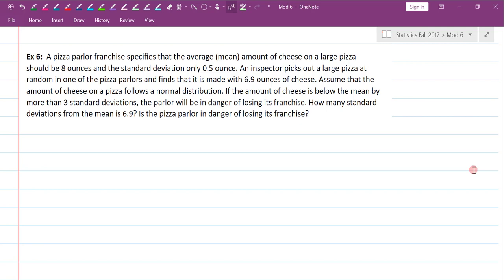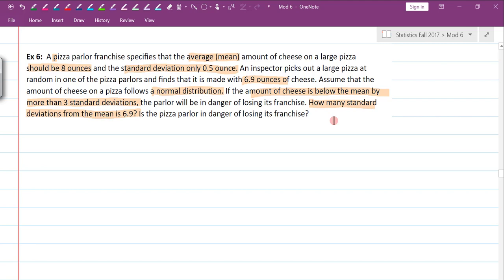Okay, so we're going to read it one more time, and I'm going to be highlighting. Let's highlight in this color right here. A pizza parlor franchise specifies that the average or mean amount of cheese on a large pizza should be 8 ounces, okay? So the average should be 8 ounces, and the standard deviation should only be 0.5 ounces. An inspector picks out a large pizza at random, and the random part is important, in one of the pizza parlors and finds that it is made with 6.9 ounces of cheese. Assume that the amount of cheese on the pizza follows a normal distribution. Very important. If the amount of cheese is below the mean by more than 3 standard deviations, the parlor will be in danger of losing its franchise. How many standard deviations from the mean is 6.9? That's the first question. And then, is the pizza parlor in danger of losing its franchise?